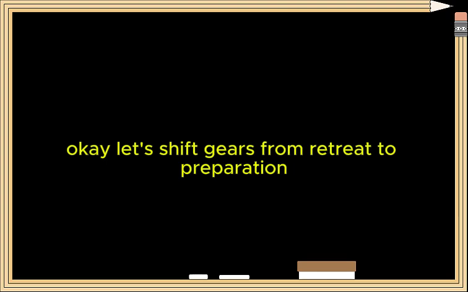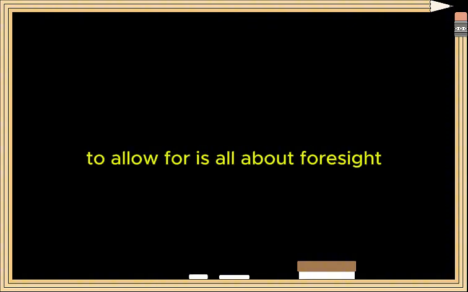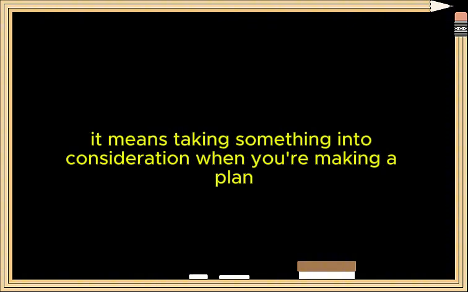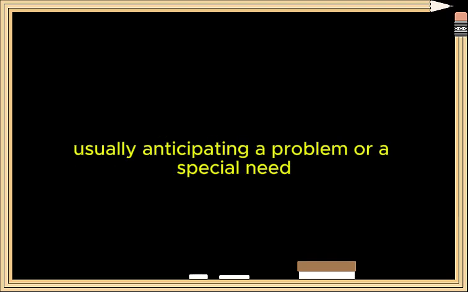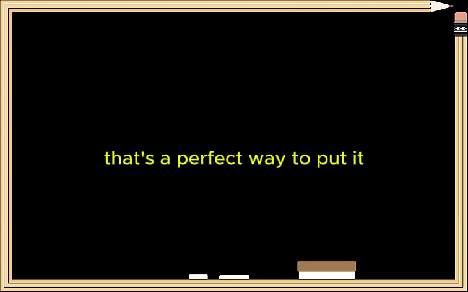Okay, let's shift gears from retreat to preparation. Let's look at to allow for. To allow for is all about foresight. It means taking something into consideration when you're making a plan, usually anticipating a problem or a special need. So it's about building in a buffer. That's a perfect way to put it.